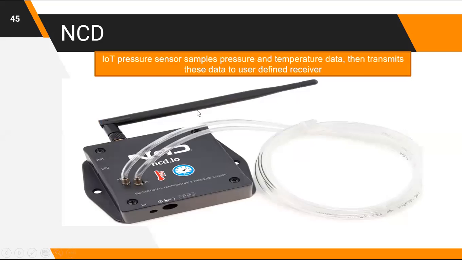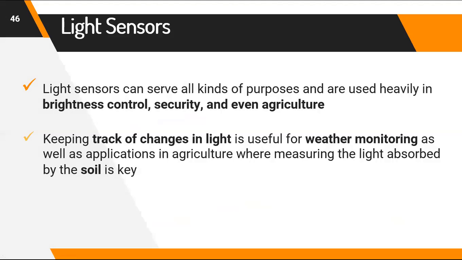This is the other sensor I told you about, the NCD. The purpose of this sensor is that it samples various data of pressure and temperature, and transmits it to another device like a receiver. The receiver can be anything, a mobile phone or a computer. So it measures different samples of your pressure and temperature data and sends it to a receiver. You know this much, that is enough. Let me go to the next sensor.